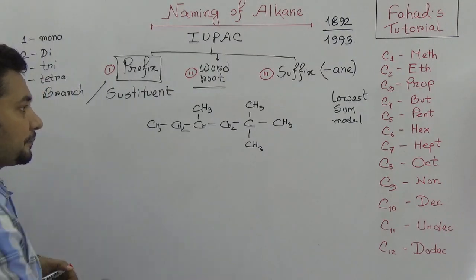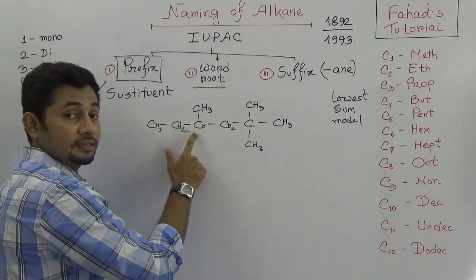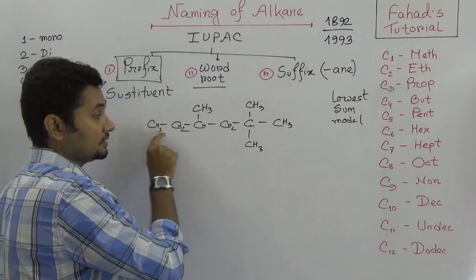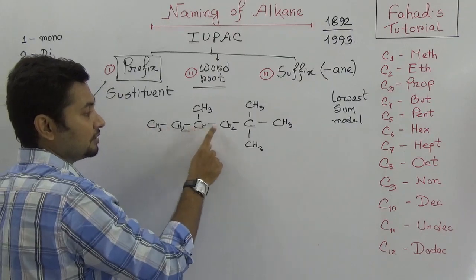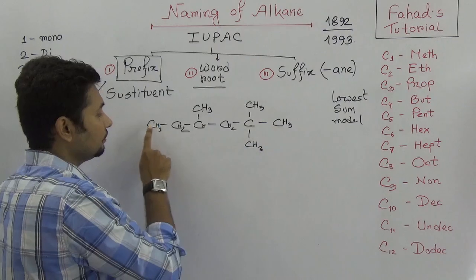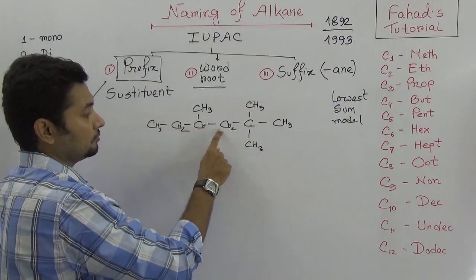Now you think, if you go from this side, 1, 2, 3, branch, we need to find the maximum carbon number. So 1, 2, 3, 4, 5, 6.